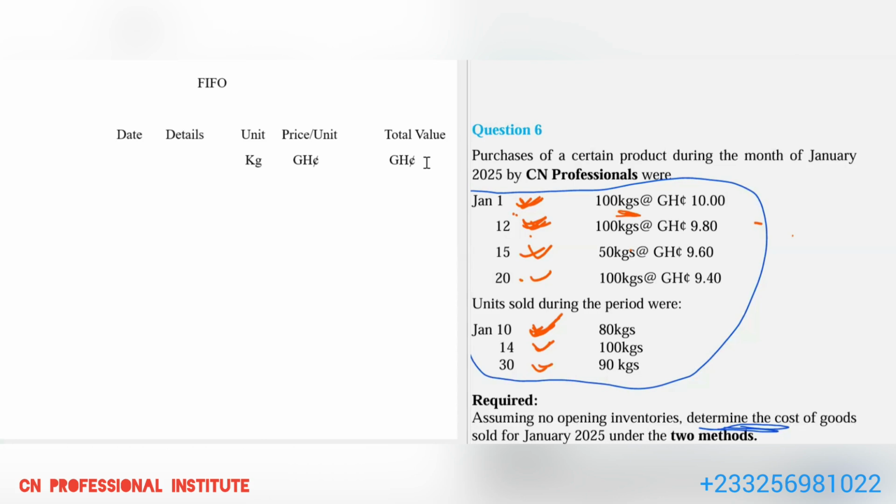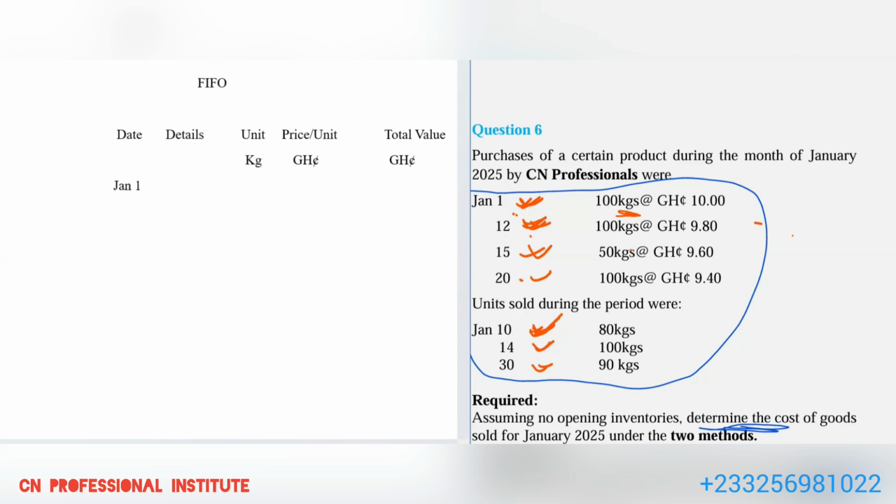So watch out for the month. It should be in that order, in order of the dates. So January 1st you purchased, then 10 you sell, 12 purchased, 14 sell, 15 purchased, 20 also purchased, and then 30 we sold. So let's start with the first one. The first date is January 1st.